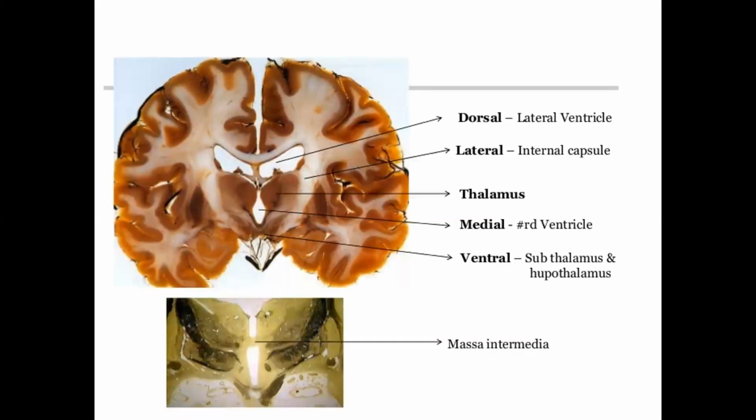You can see that this is the pars intermedia, and how the thalami are connected to each other. And this is the thalamus, forming the lateral wall of the third ventricle. Sorry, this is the lateral ventricle. This is the third ventricle.